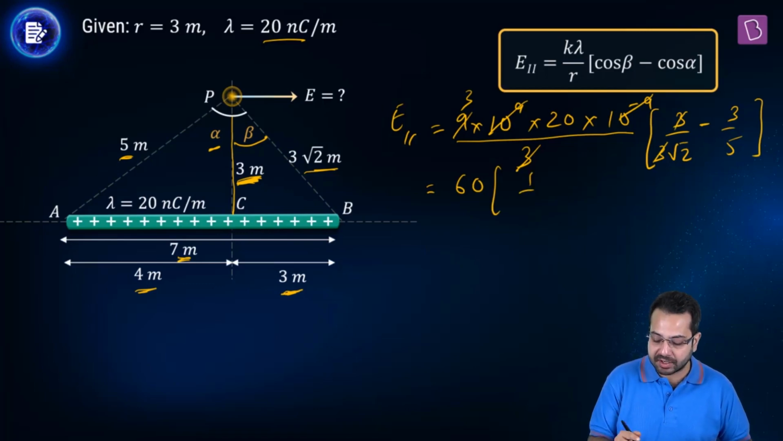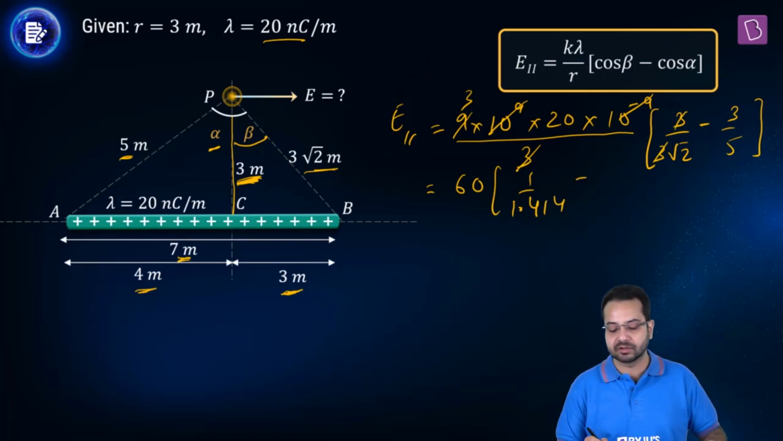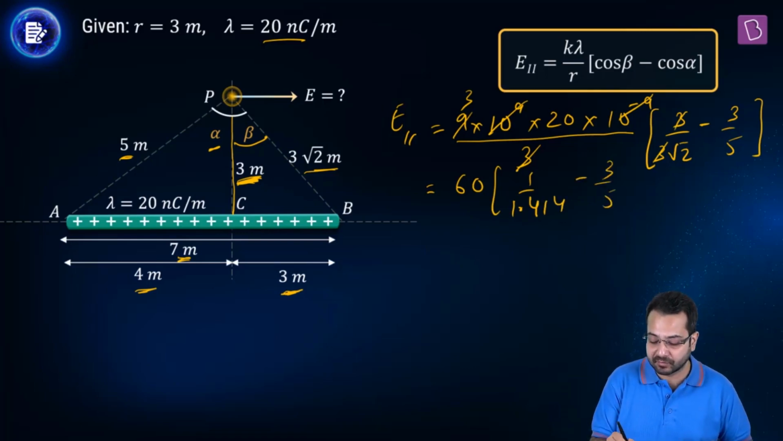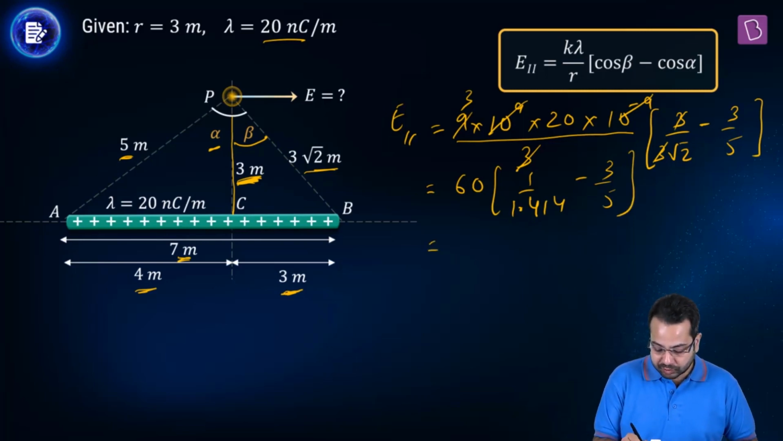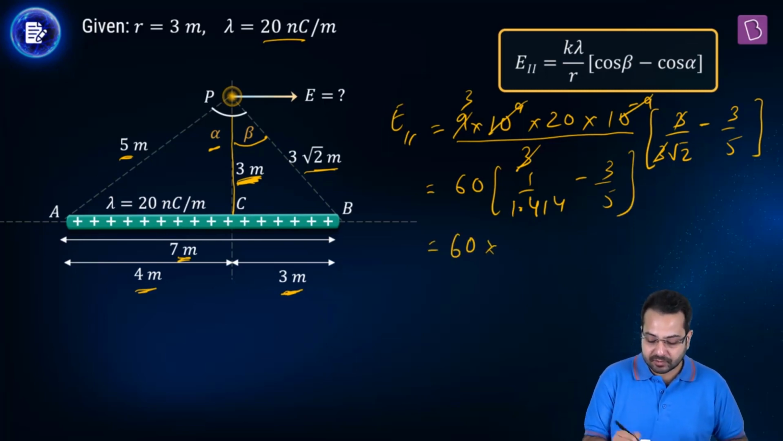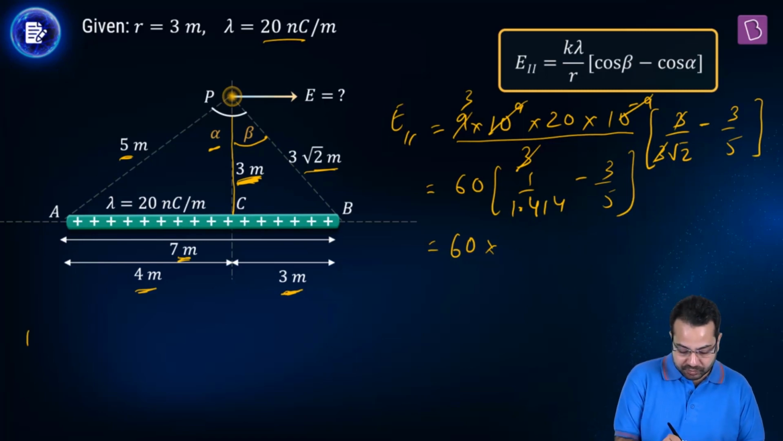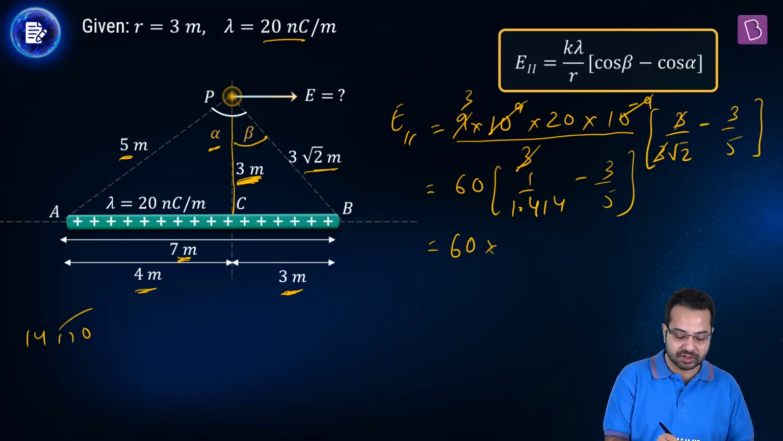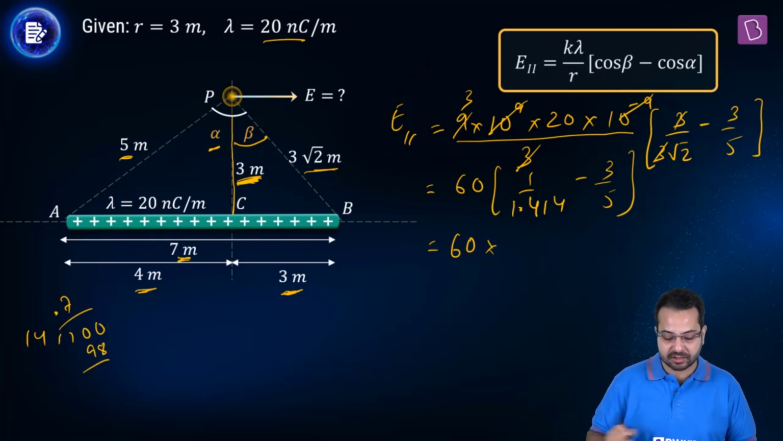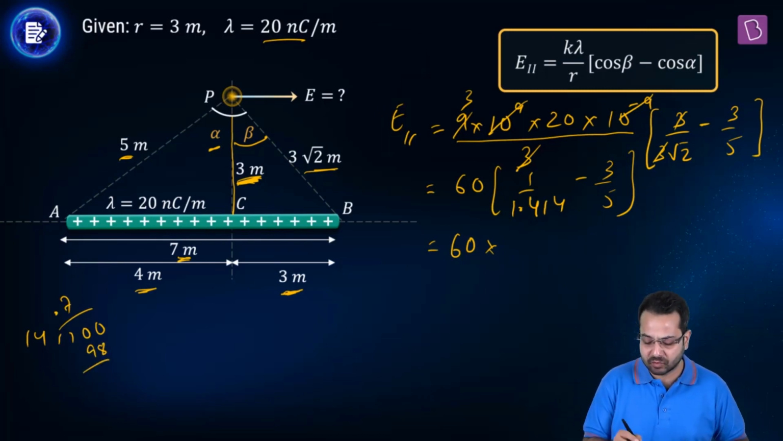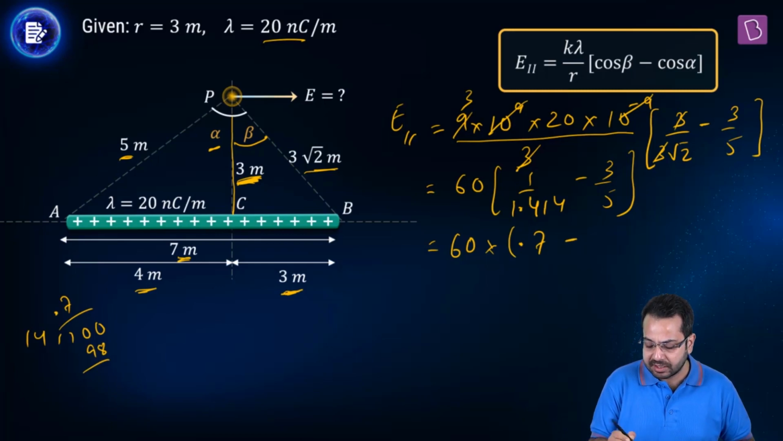So root 2 I can write it as 1.414 minus 3 upon 5. Okay. So this becomes 60 and 1 upon 1.4. So this is 14 and this is 10. So this becomes decimal and then we have 100 and 14. 7 is going to give me 98. So about 0.7. Okay, so this becomes 0.7 and this is 3 by 5 which will be 0.6.